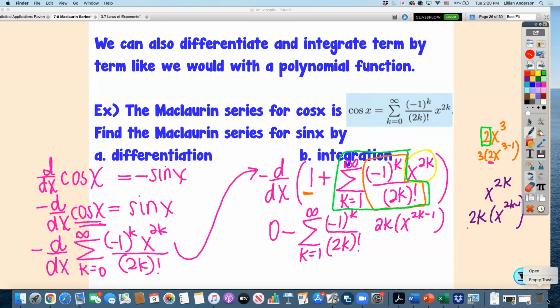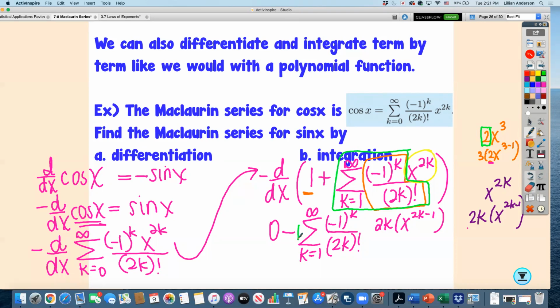Remember, we are trying to find the Maclaurin series for sin x using differentiation. And we're slowly getting there. Now, since that was a negative d over dx, that's why there's a negative in front of this sigma. What I can actually do is combine this -1 that's out in front with the coefficient in the numerator already, because that's two -1s.